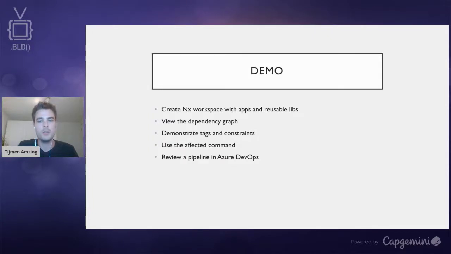In my demo, I'd like to show you the following. We'll create a new Nx workspace with 2 apps and some reusable libraries. We'll view the dependency graph to understand the workspace structure. We'll use tags and lint rules to constrain the allowed dependencies. And we'll use the affected command to quickly run builds and tests. And lastly, we'll review a CI pipeline that I created in Azure DevOps.